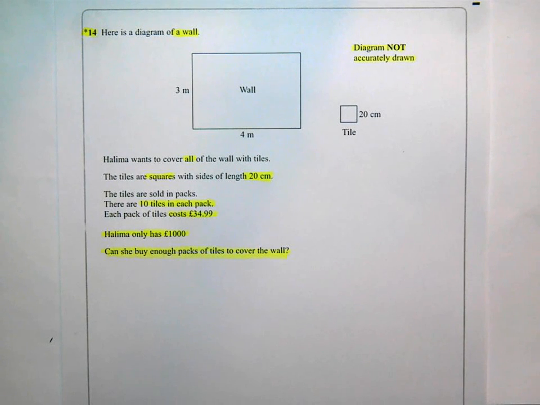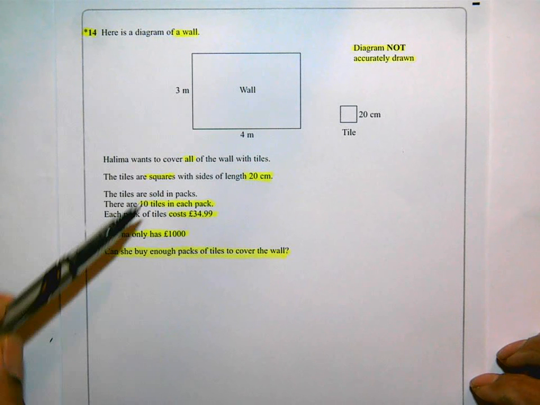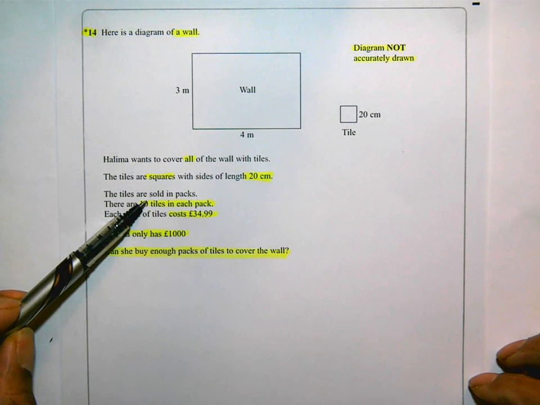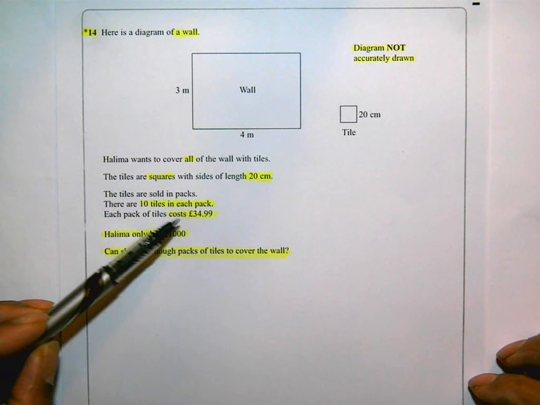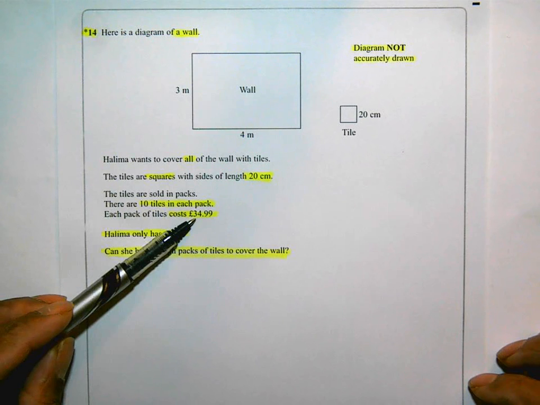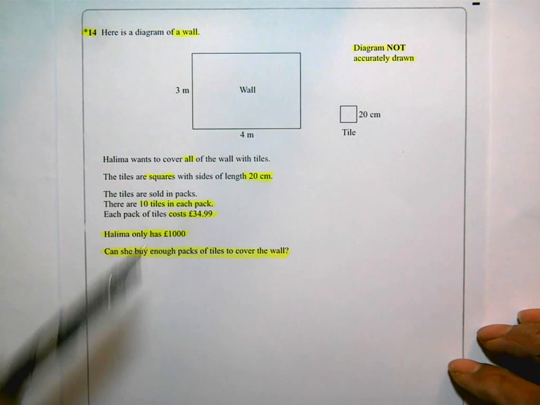So what I need to work out is how many tiles she needs to cover the whole wall, and then how many packs she needs to buy. If each pack has 10 tiles, I need to work out how many packs she needs, and then I times it by £34.99 and see if that's more or less than £1,000, which is how much she has. So let's go to work on this.